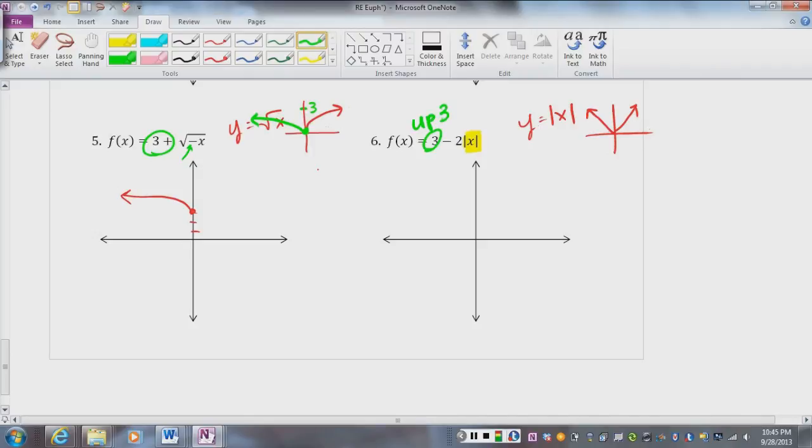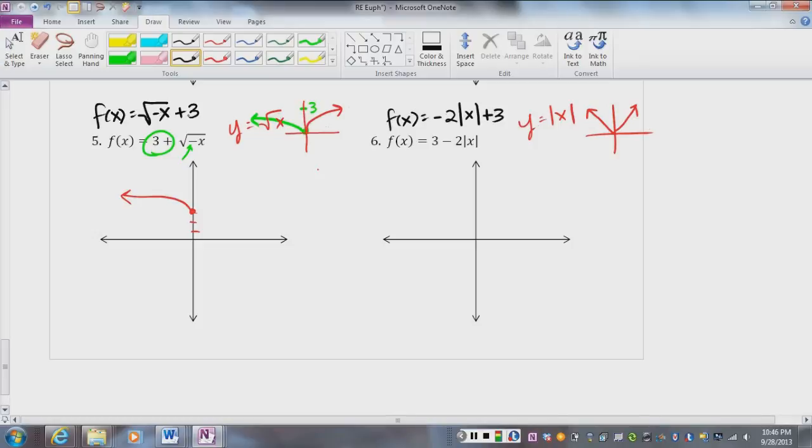And this might be harder to identify because the order has been switched around. So what I'm going to do is I'm going to just erase this and rewrite the function in the order that is maybe a little easier to identify. We could say f of x equals -2 times the absolute value of x plus 3. Now that looks more like what we've been working with. Same thing for number 5, actually. I could have rewritten it as f of x equals the square root of -x plus 3. That would have been fine too.